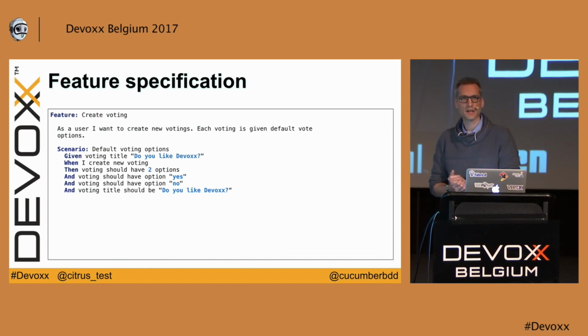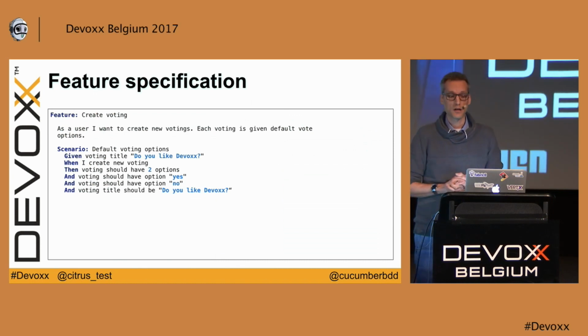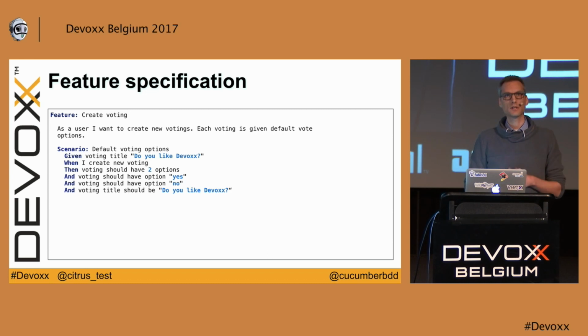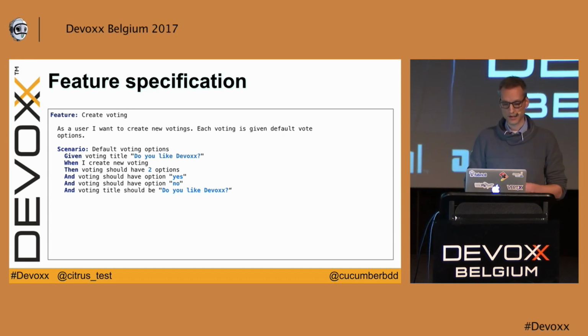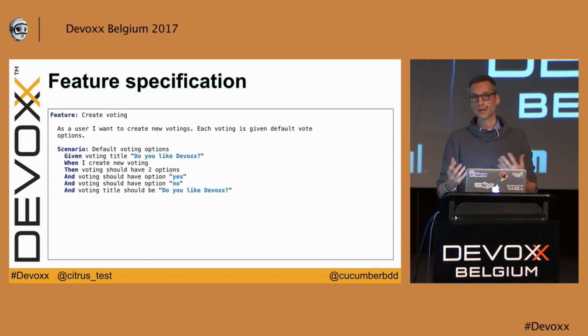So a feature specification for this application could look like this. For creating a voting, as a user, I want to create new votings, and each voting should have default vote options. So I describe my scenario, I give a voting title, and this is where the very concrete example starts. So I say, given voting title, do you like Devoxx? When I create the new voting, then the voting should have two options. These are the default options, yes and no.